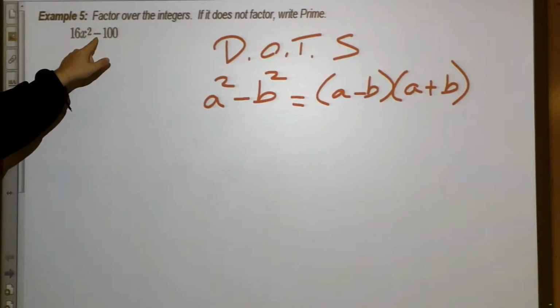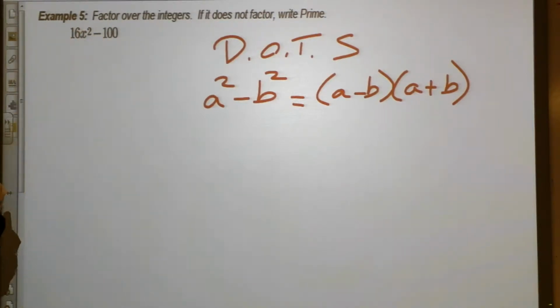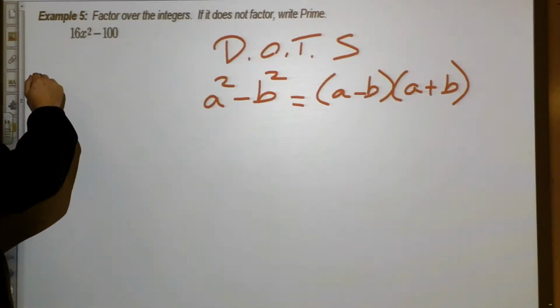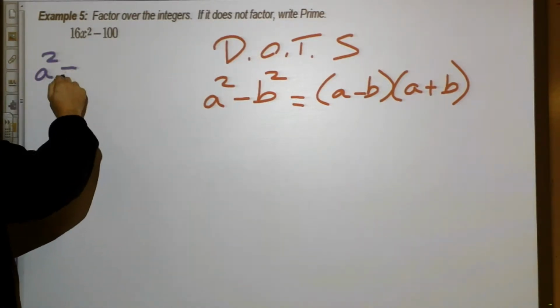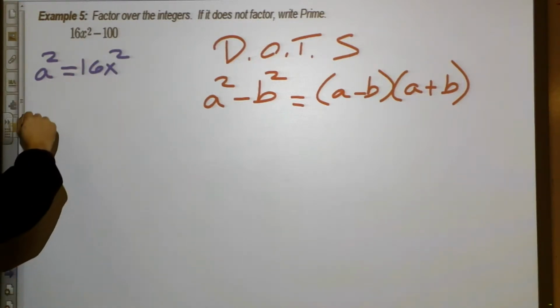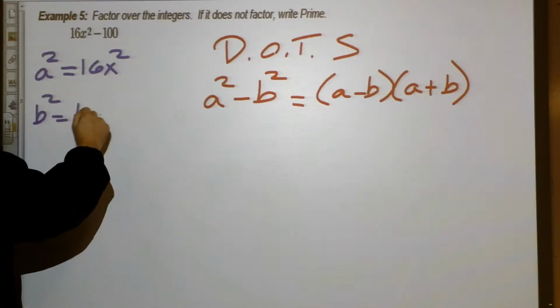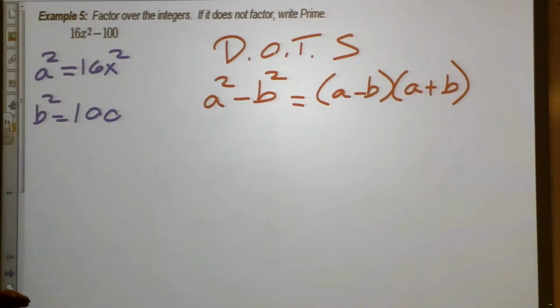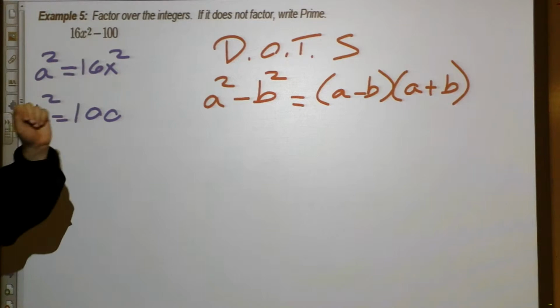So what I need to do is first, DOTS, difference of two squares. I have a minus in the middle, that's good. I have two pieces. Now what I need to do is try to come up with nice, easy square roots. So I want to say a squared, based on this pattern, is going to be 16x squared, using this example right here, and b squared is going to be 100. The minus is not part of that. It's just b squared is 100.